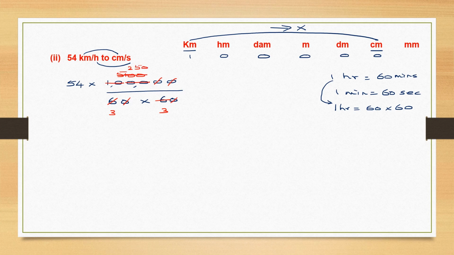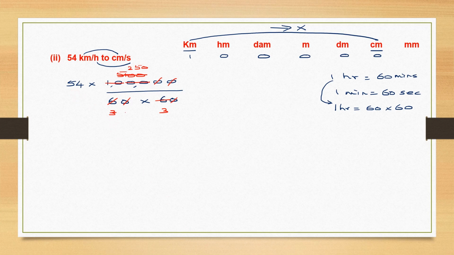250. Now what do I have in the numerator? I have 54, 250 and I have 3 and 3 here. Can I still cancel something? Can I cancel 54 by 3? Use your test of divisibility by 3. Add up these two numbers. 5 plus 4 is 9. 9 is divisible by 3. So divide 54 by 3.